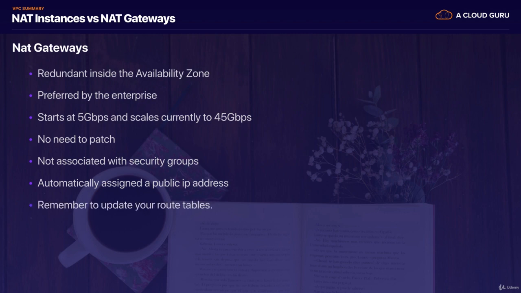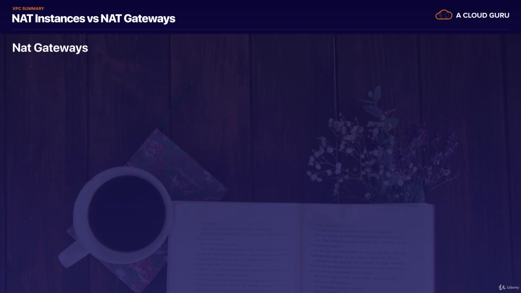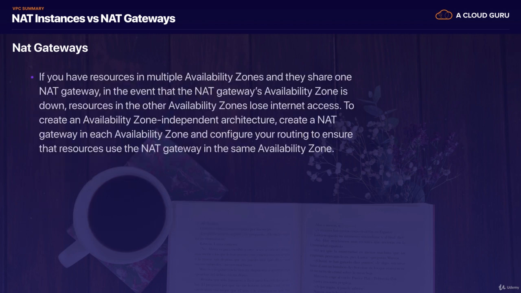And when you add your NAT gateway, just remember to update your route table so it has a route out to the internet, and you don't need to worry about disabling source/destination checks on a NAT gateway. Also remember that if you have resources in multiple availability zones and they share the one NAT gateway, in the event that that NAT gateway's availability zone goes down, resources in the other availability zones are going to lose internet access. So just by having a single NAT gateway, you do not have high availability.